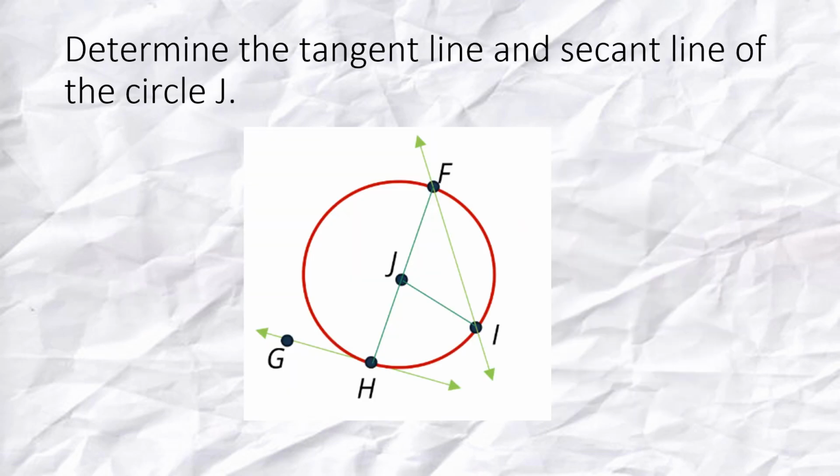Next, we have to look for the tangent line and the secant line. A tangent line intersects a circle at just one point, whereas a secant line intersects the circle at two points. Therefore, line GH here is considered as our tangent line because it only intersects at point H, while line FI is called a secant line that touches the circle at point F and point I.